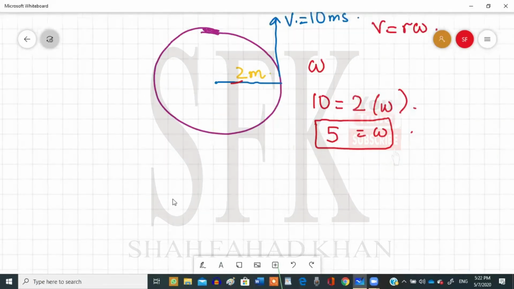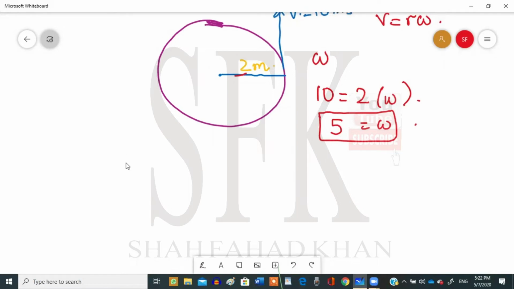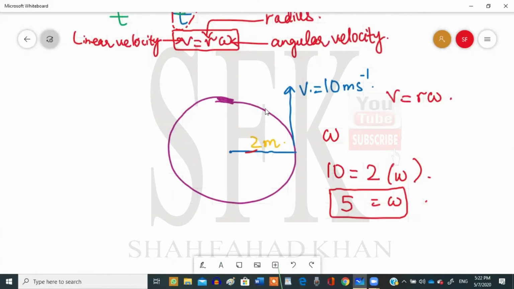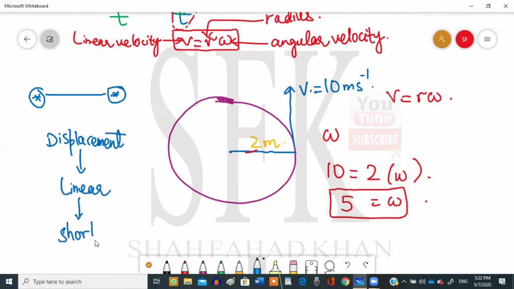The difference between angular and linear displacement is that linear displacement is the displacement covered from a certain point. It is the normal displacement that you've been doing since your AS. The displacement that you did in AS was linear displacement. The shortest possible distance between 2 points is linear displacement.